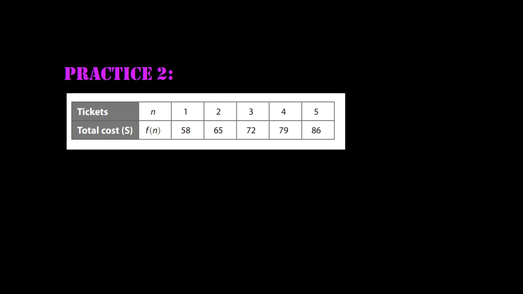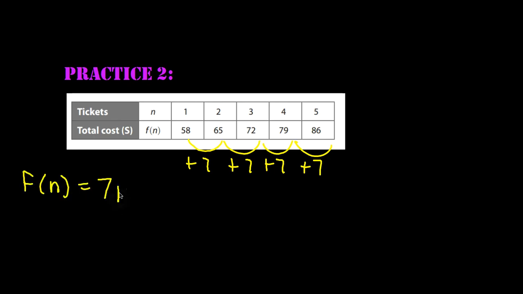All right, so our pattern here, what we're doing as we move forward in our sequence is we're adding 7, adding 7, adding 7, adding 7. That means that our rule is going to start with f of n equals 7n plus blank. We find the blank by going backwards. So if we go backwards here, we're doing -7, -7, -7, -7. 58 minus 7 is 51. My 0 term is 51. There is my rule. F of n equals 7n plus 51.